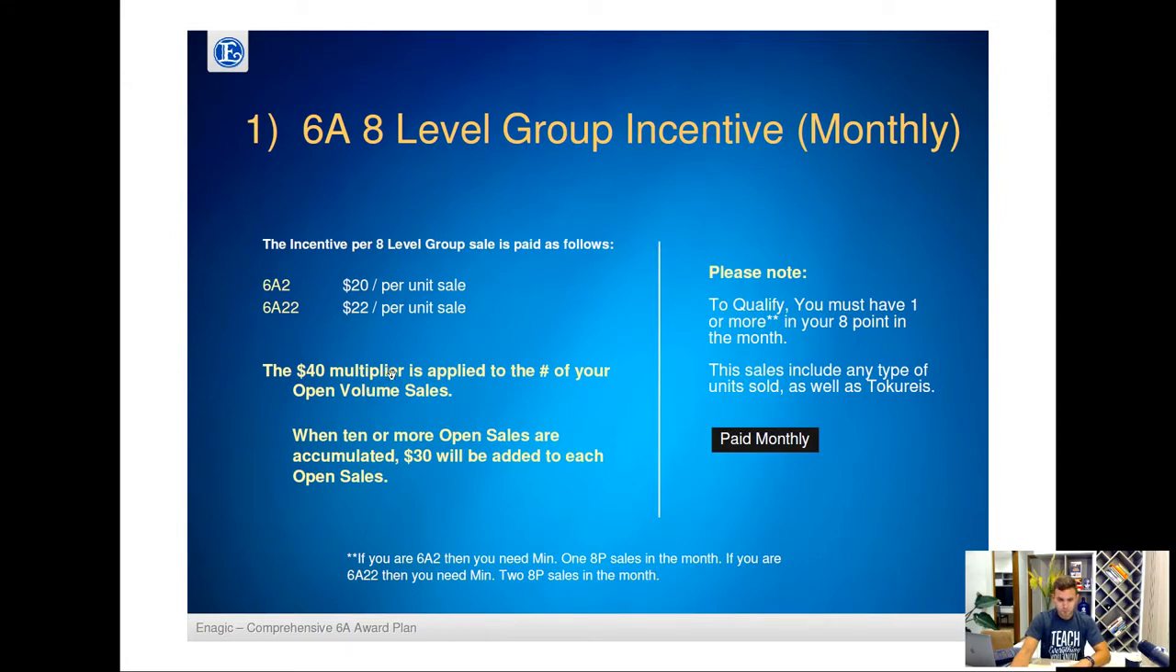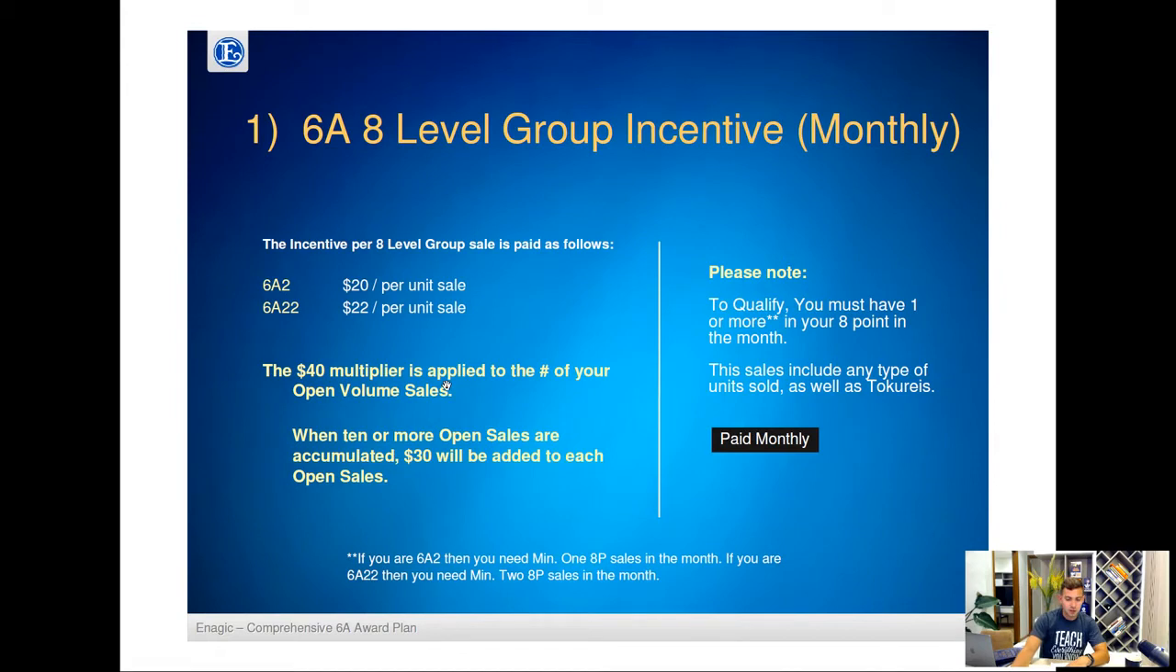So, a couple key points. There's a $40 multiplier applied to every single open volume sale. We're going to touch on open volume; there's a good diagram in the next slide. And when you have 10 or more open volume sales accumulated in a month, we're talking about a monthly time frame here, $30 will be added to each of those open sales. So instead of 40, it'll be 40 plus 30, which is $70 total.